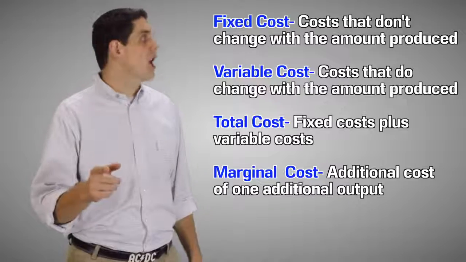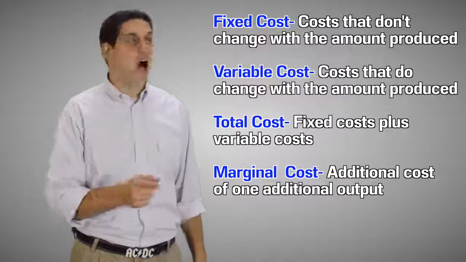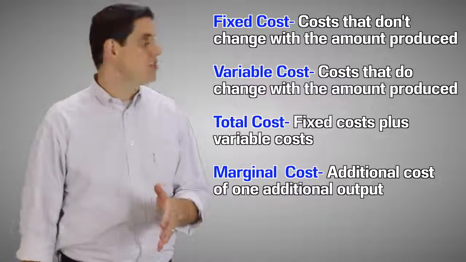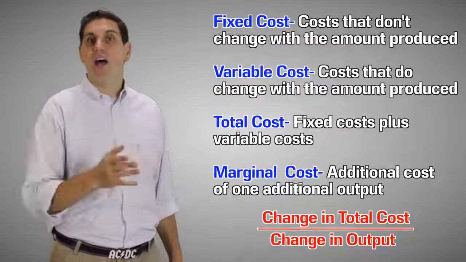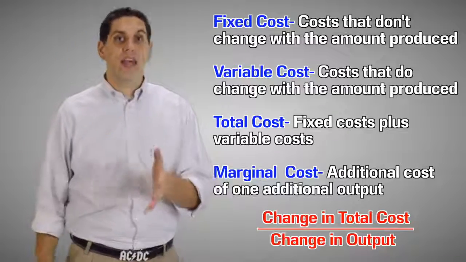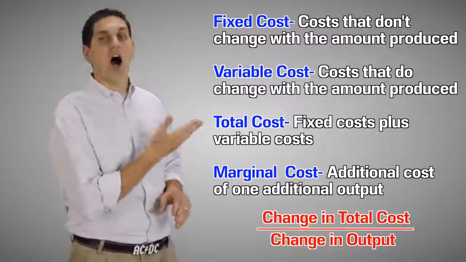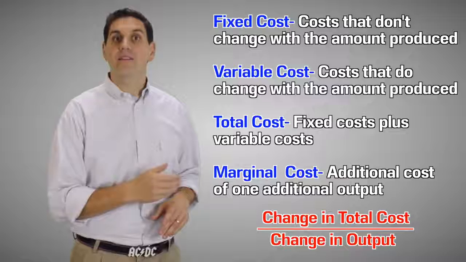And there's also marginal cost. Marginal cost is the additional cost of producing one more output. If you're a pizza restaurant, it's the cost of producing one additional pizza. It's the change in total cost divided by the change in output. So now you understand the total cost. There's total fixed cost, total variable cost, total cost, and marginal cost.